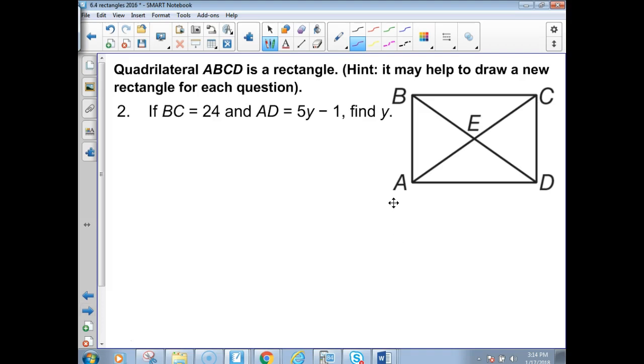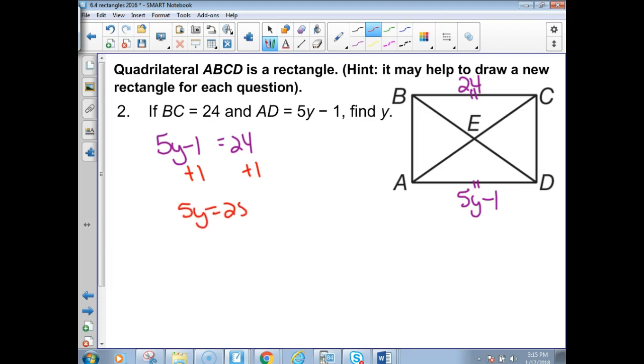BC is 24. You can still keep the same figure if you want, because I think you can write 24 at the top without getting confused about what you wrote inside. And then the bottom 5y minus 1. Well, what do we know about BC and AD? They're sides of the figure. What do we know about them? Yep, they're congruent. Okay, so these are equal to one another. So I'll just go with 5y minus 1 equals 24 and get this algebra done really quick by adding 1 and dividing by 5.